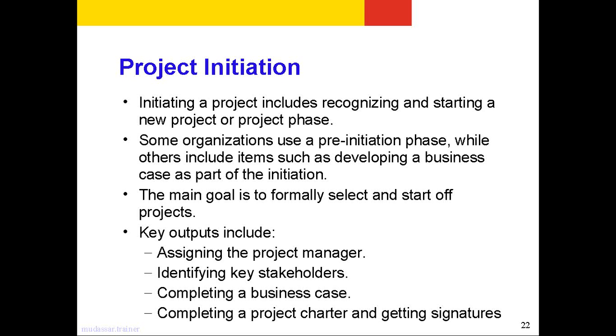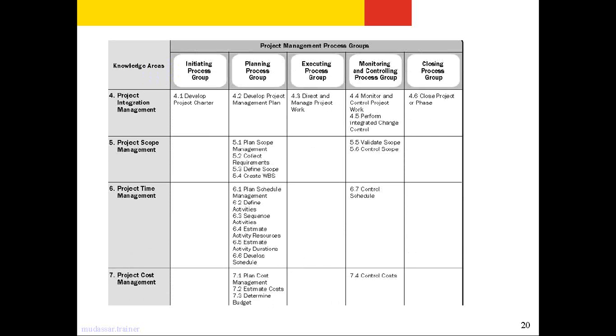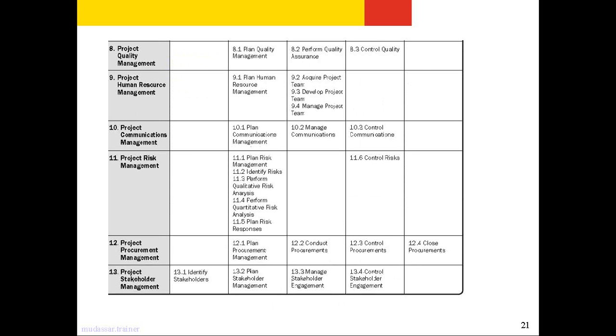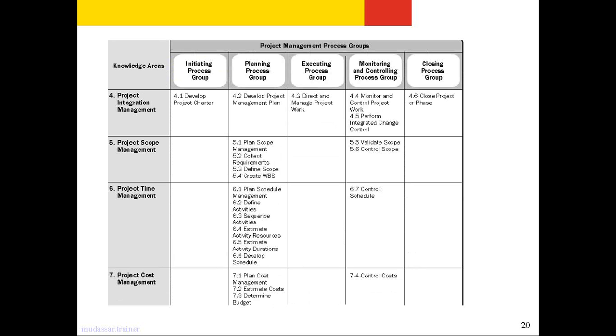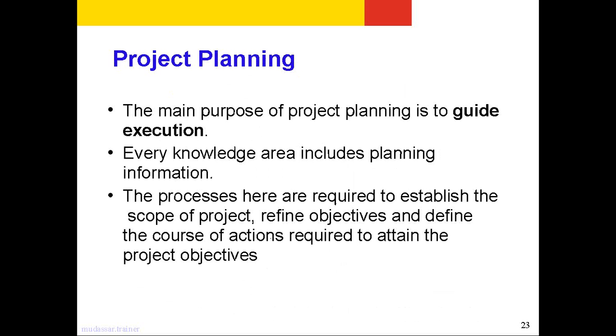Okay. Project planning. The main purpose of the project planning is to guide the execution. Every knowledge area includes planning information. If you notice the chart over here, you will see the planning process group is filled up. There is no knowledge area that will not have a process in this planning process group. All the knowledge areas have at least one process, a minimum, running in the planning group.